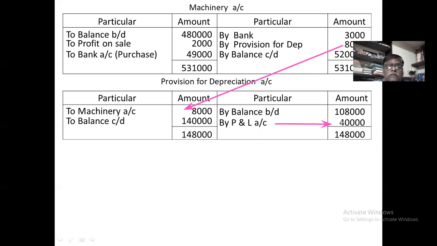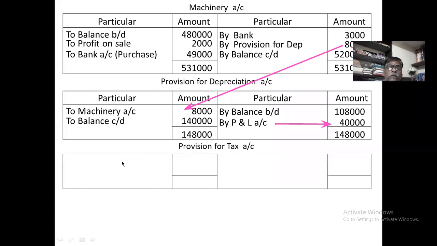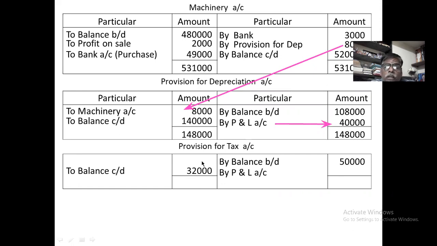Balancing figure. This is the balance. And next you prepare the provision for tax account. By balance brought down 50,000. To balance carried down 32,000 is the balance. Provision for tax made. That is by P&L account. Provision for tax is 32,000.